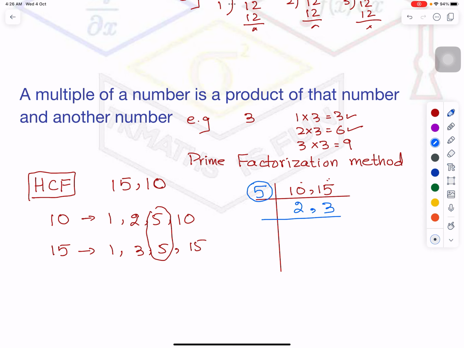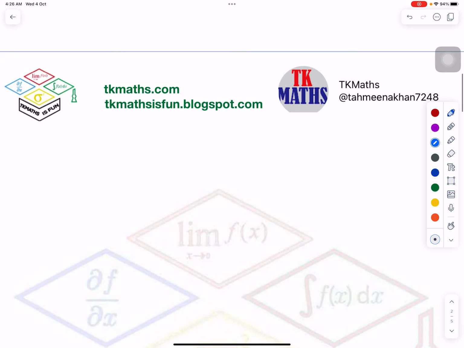Let me take some other number. Or I can explain prime factorization with the help of a single number first, in case you are struggling with what I am doing here, because maybe you don't understand prime factorization. So let me explain it to you first. Then I will come back to the highest common factor.